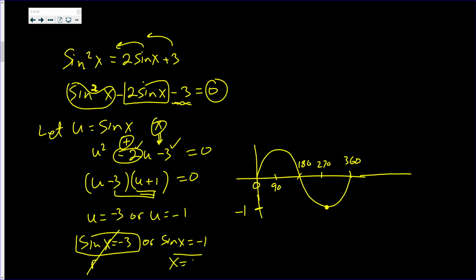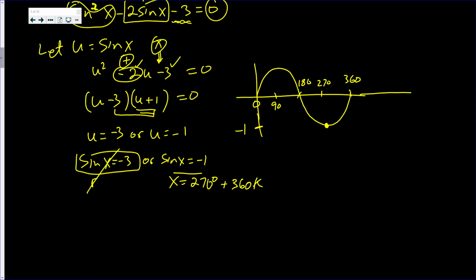X is equal to 270 degrees. And it's going to repeat, plus 360k. Another way of writing it, and that was the only answer. Another way of writing it is, this is 3 times 90. Pi is 180. Divided by 2, I get 90. Triple it, I get 270. Plus, that's 2 pi k.